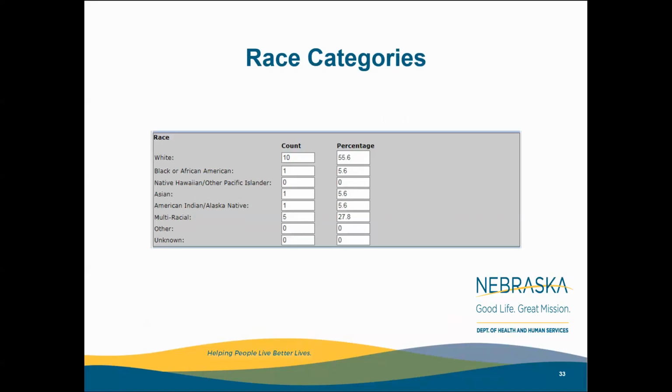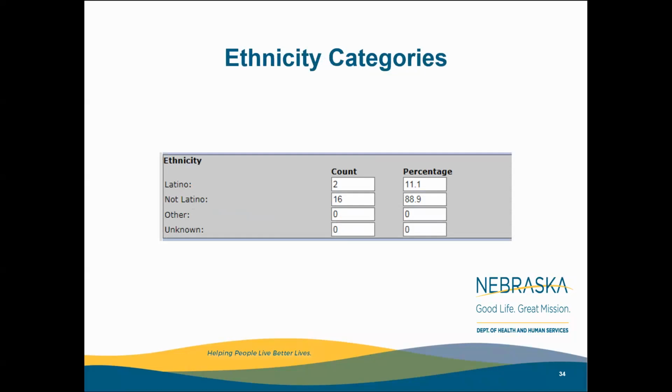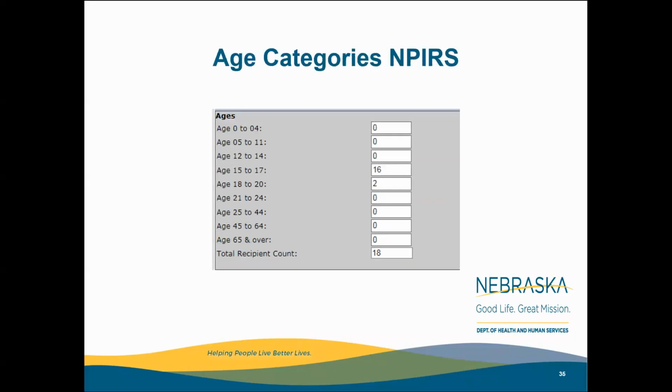For race categories, they're broken down there on the left, and they're the same as the census race categories. And again, it auto-calculates that percentage for you. You just have to put in the counts. If you have no way of knowing, which is sometimes the case, you can put the total number into unknown. And the same is true for the ethnicity categories. Age is broken down as shown on the screen.